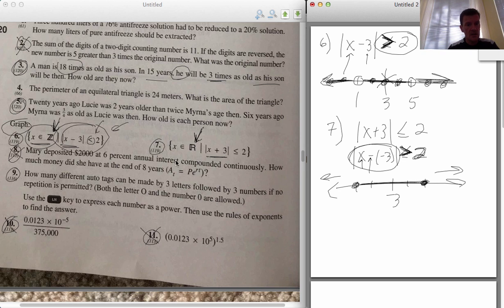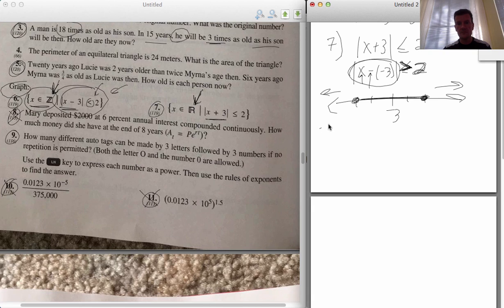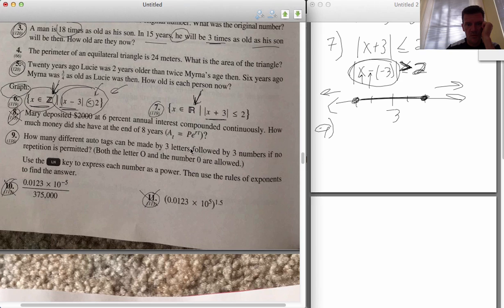Okay? Let's come down here to number 9, lesson 116. How many different auto tags can be made by 3 letters followed by 3 numbers if no repetition is permitted? Both the letter O and the number 0 are allowed. Okay, here's what you do with this. This is a permutation problem. How many different combinations can we have given these letters and those numbers?